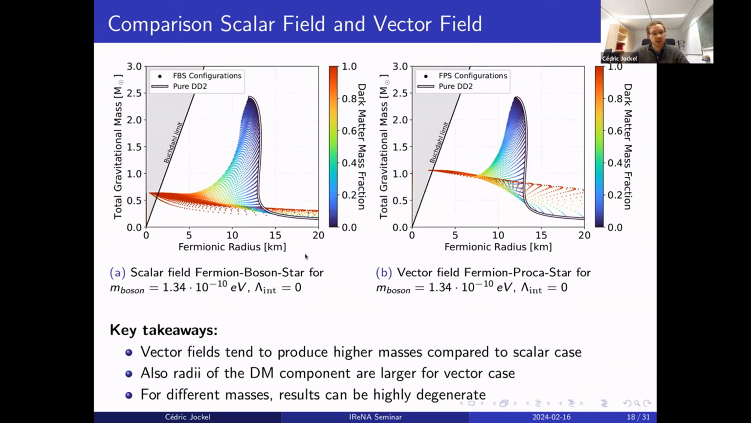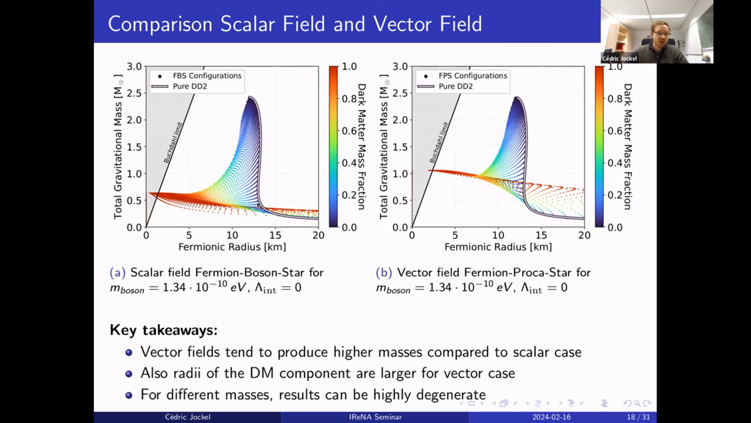So here's a direct comparison. On the left, you can see the fermion boson star, the combined dark matter neutron star object, using a scalar field. And on the right, it is using a vector field. I've used the same mass of the particle and the same self-interaction strength, which is 0 in this case. And here you can really compare them very nicely. So the vector field on the right tends to produce larger masses in total, so larger gravitational masses, and also the radius usually tends to be larger as well. And those are the two things where the scalar field configurations and the vector field configurations differ significantly.